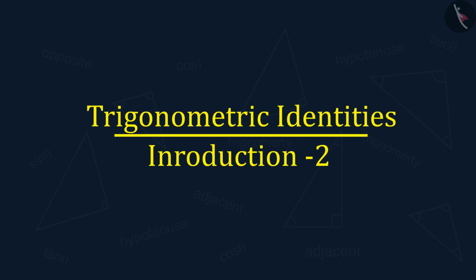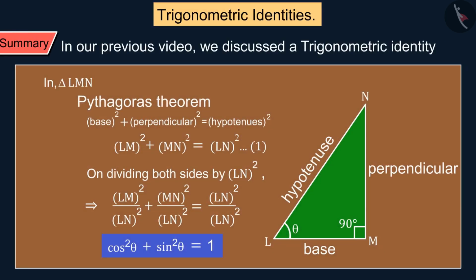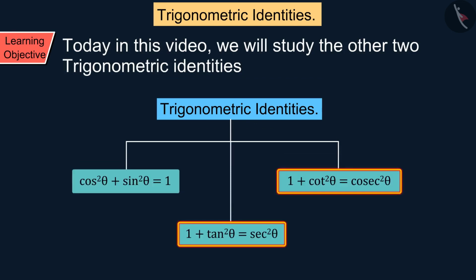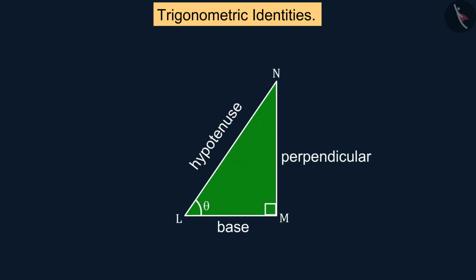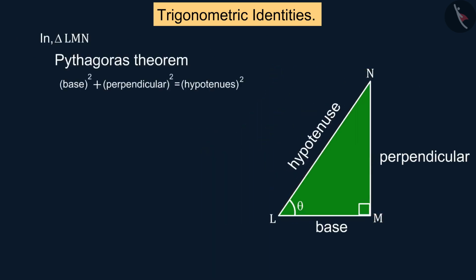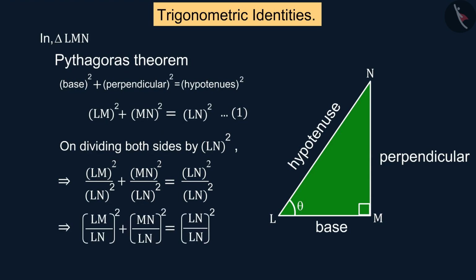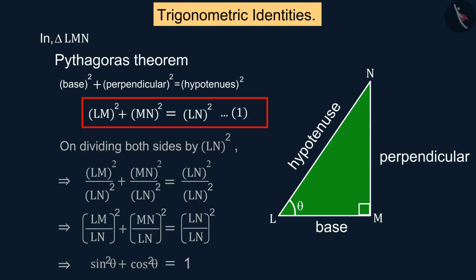Welcome to this video. In our previous video, we discussed a trigonometric identity. Today, in this video, we will study the other 2 trigonometric identities. In the previous video, we divided each term of equation 1 by the square of LN in the right-angled triangle LMN with the help of the Pythagoras theorem, giving us a trigonometric identity. What if we divide by the square of LM instead of the square of LN in equation 1?